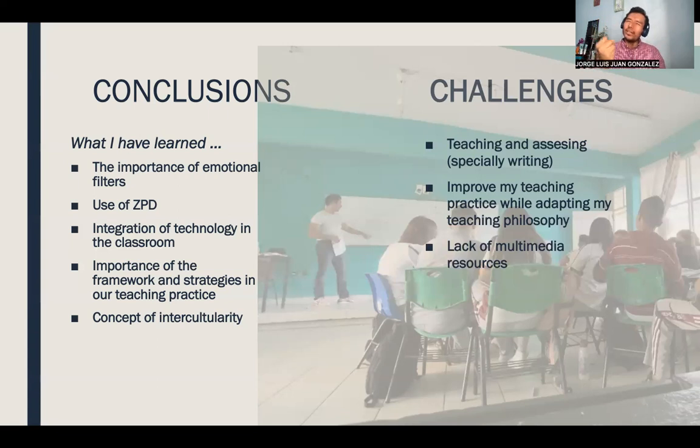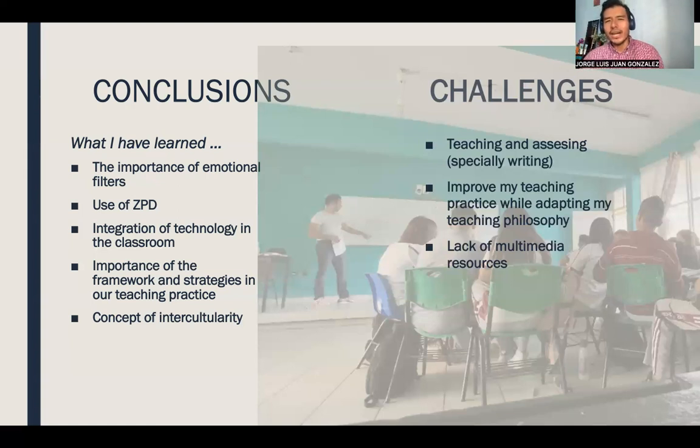Number four, the importance of the framework and how the teacher can improve the strategies in their teaching practice. The teacher that I am now is totally different from the teacher that I was in 2022. So knowing these strategies to update the framework we are working with is really important. And finally, the concept of interculturality, an idea that I was left with, because now I understand how important this concept is in my teaching. You are not just learning grammar and vocabulary, you are also learning the culture of the new language that you are teaching your students.